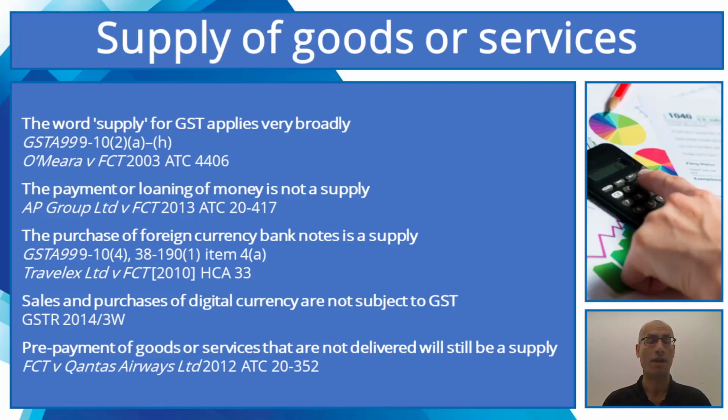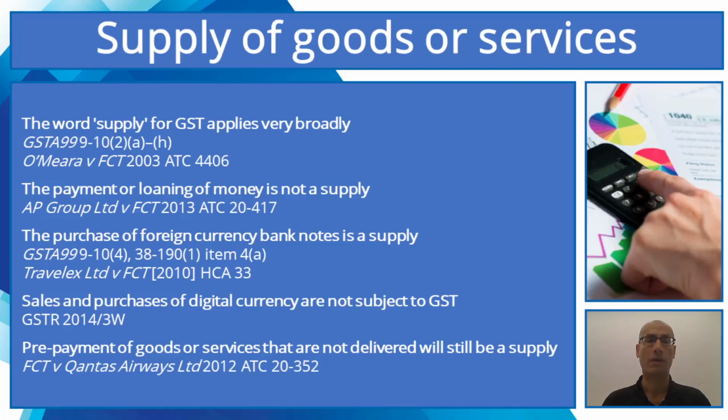Now, there are, however, some things that the legislation specifically excludes, and the courts have analysed over time to find in certain circumstances either will or won't count as being a supply. The key thing to note, the money, the loaning or payment of money is not going to be a supply within the meaning of the GST legislation.